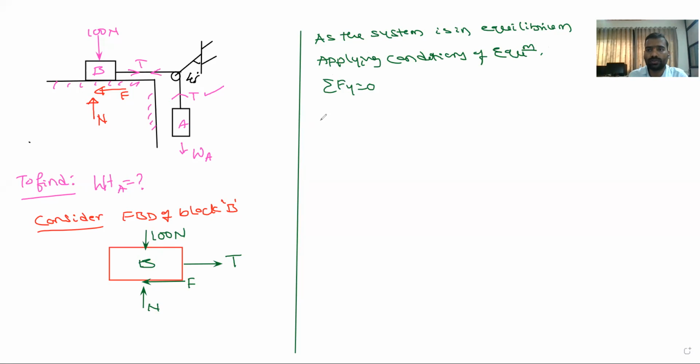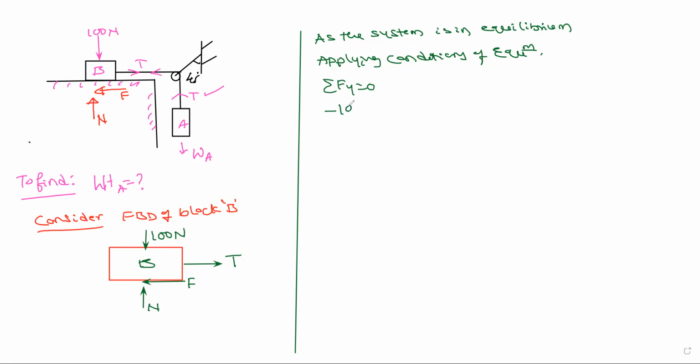What is sigma Fy equal to 0? Minus 100. Why minus 100? Sigma Fy equal to 0 means what? The forces which are moving in a vertical direction is equal to 0. Okay. What are the forces which are moving in a vertical direction? This 100 Newton, is it acting downward or upward? Downward. Downward is minus. Right, minus 100.